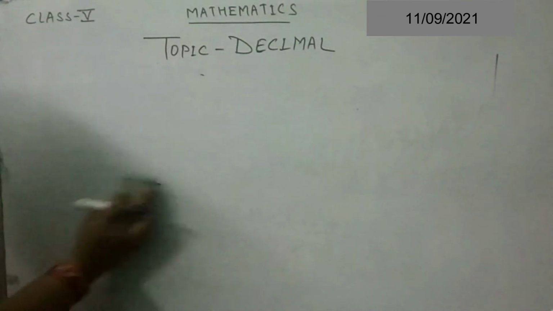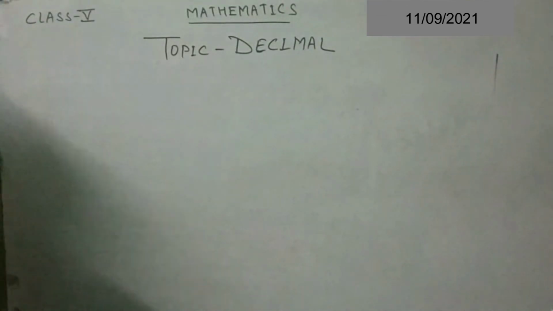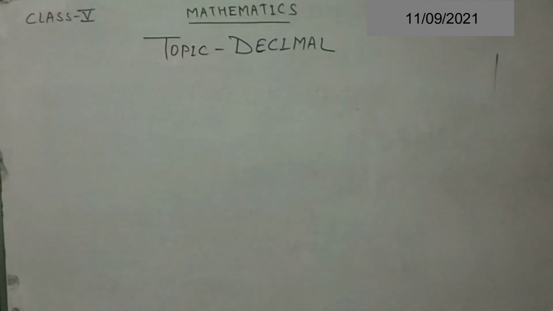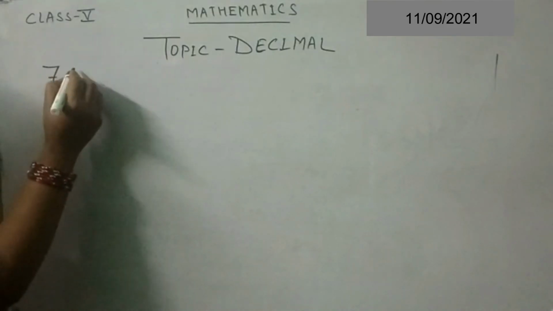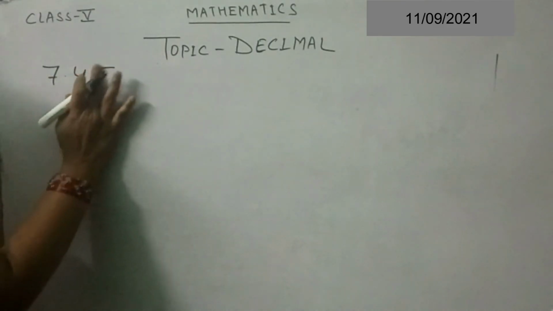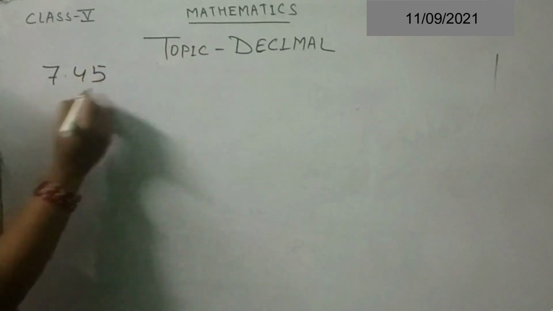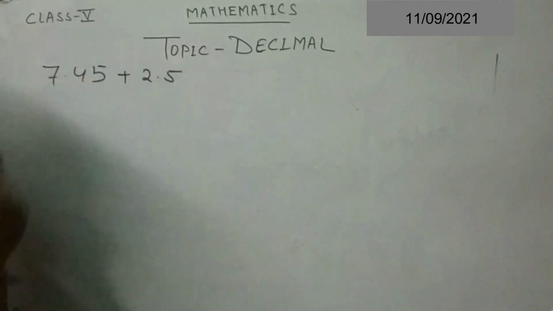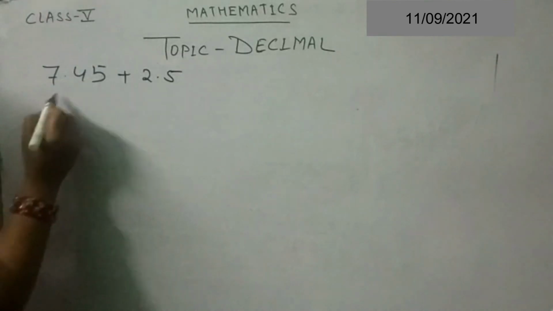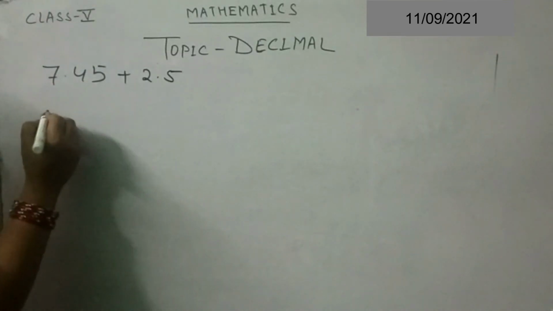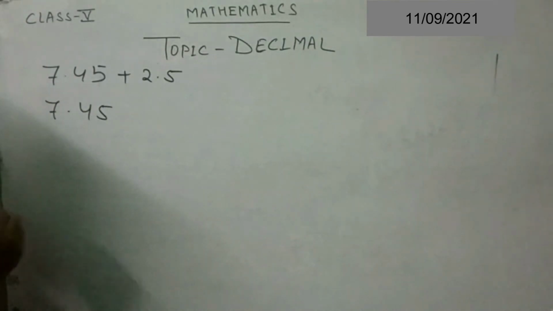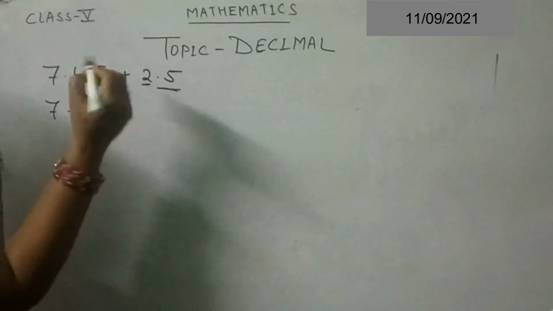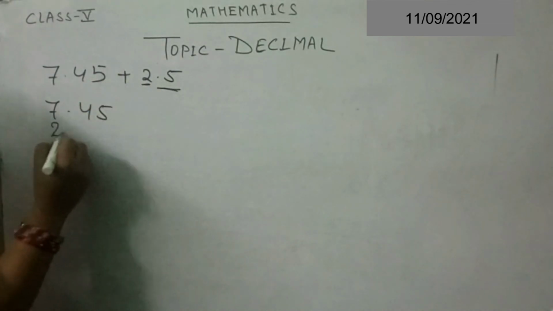Students, it is very important to write carefully the decimal points and decimal numbers. If you do not write in the proper way, it will be totally wrong. Means, one example I will explain to you. Suppose 7.45 plus 2.5. What is written? 7.25. So what mistakes do children make here? 7.45. This one is okay. This one is the ones place. You write 2 in the ones place. Point is there.